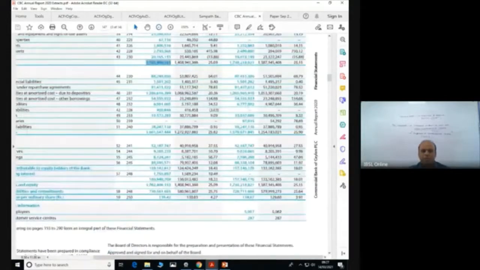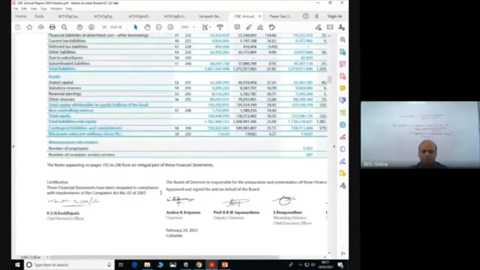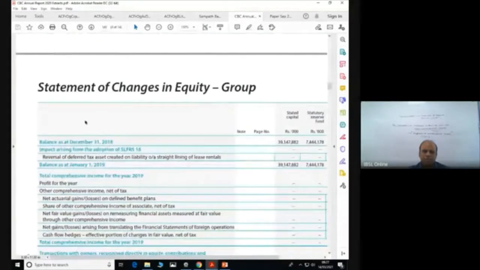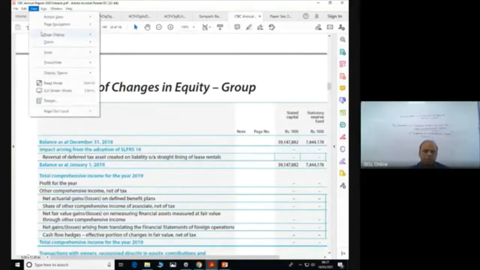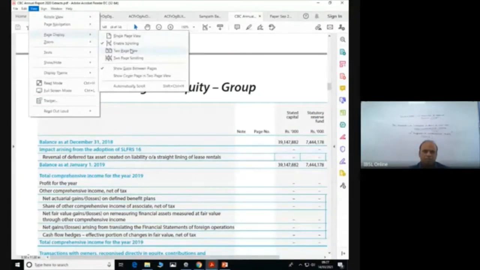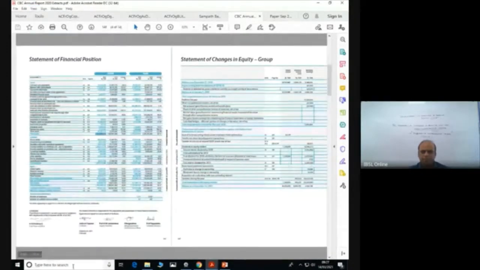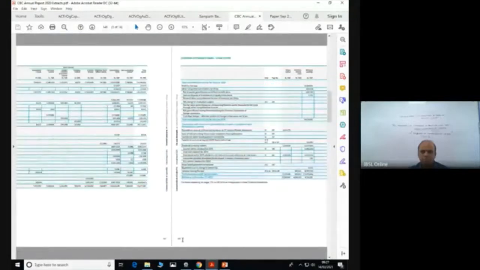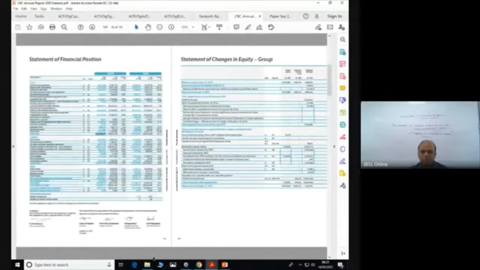Then you also have the next financial statement, the statement of changes in equity. So this you have to read. It has to be read in 2 pages. Okay.